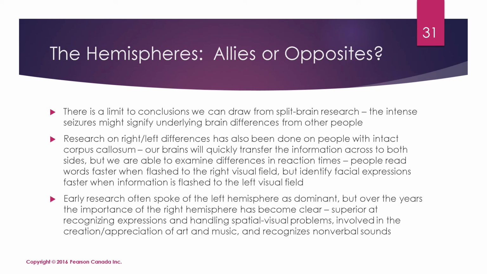But research on right and left brain differences has also been done on people with intact corpus callosum. So even people who still have that communication between hemispheres should still react slightly quicker to the information that's going to the appropriate side. So you should be able to name something slightly quicker if it was flashed to your right visual field, versus you would be able to point at something quicker with your left hand if it was flashed to your left visual field. So our brains will quickly transfer the information across, but we're able to examine the slight differences in reaction time, that can indicate, again, some of that specialization between the hemispheres.